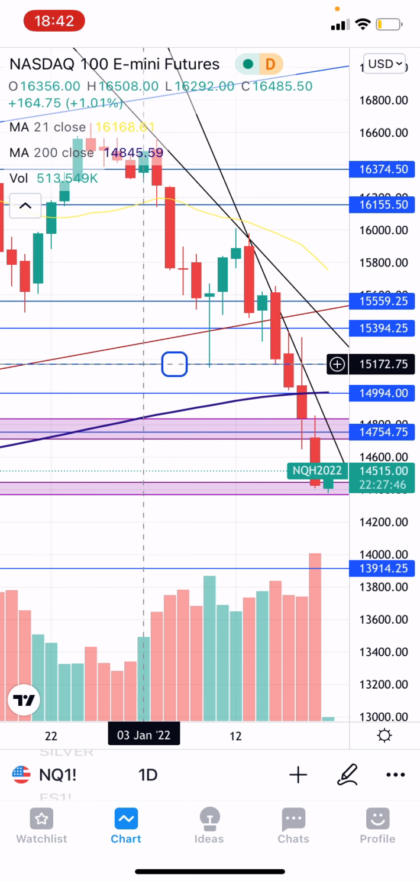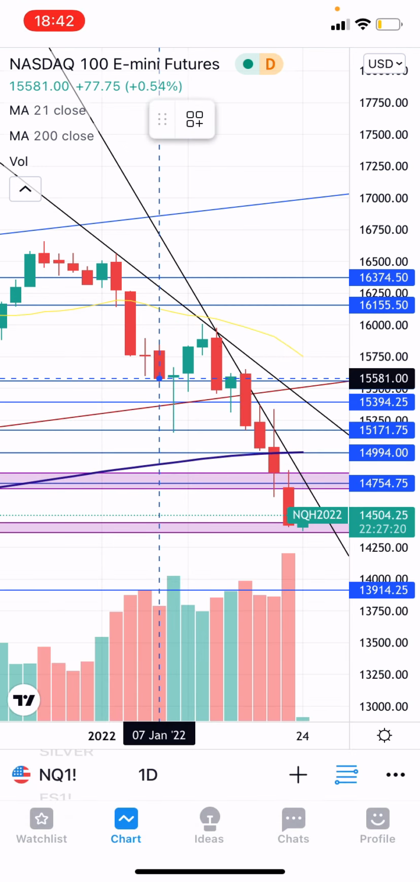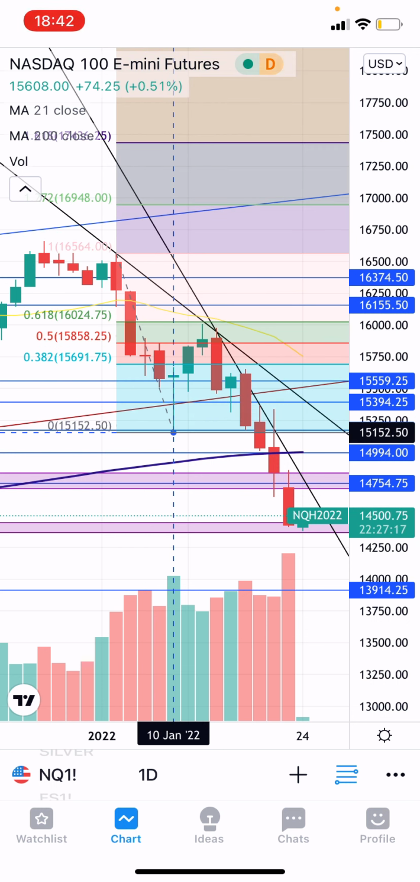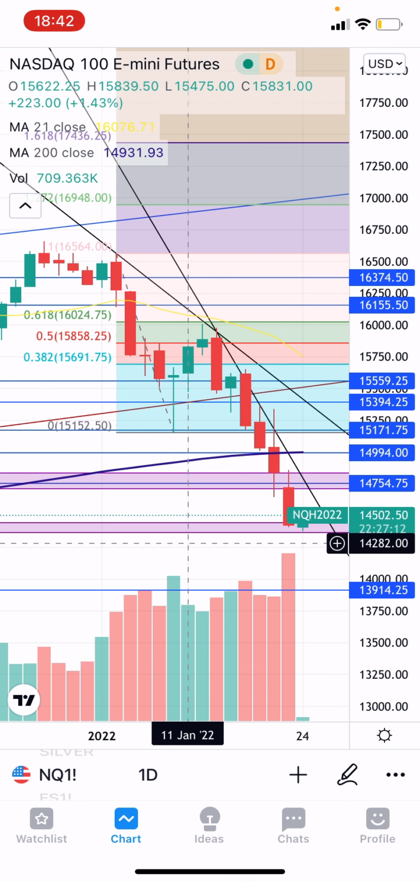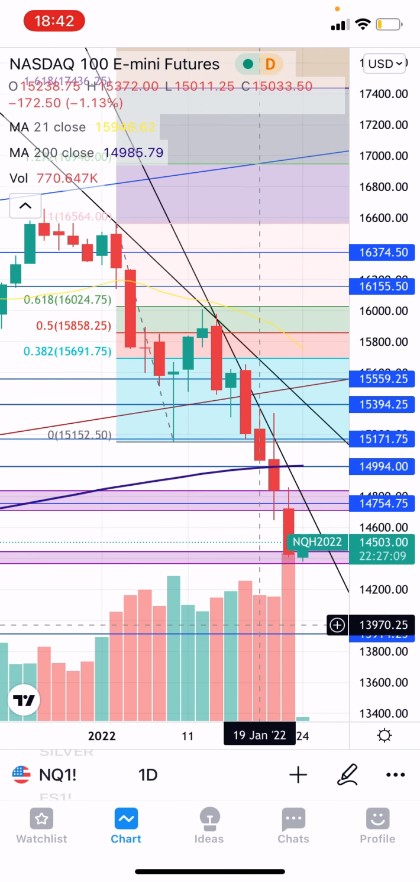And then we bounced hard back up to this level right here in this 16,000 area, right? And that's a good hard number. We tend to find support and resistance sometimes at these big psychological numbers like 16,000, right? But I actually used the Fibonacci retracement for this target here. Okay, so my target was the 618 retracement at 16,024.